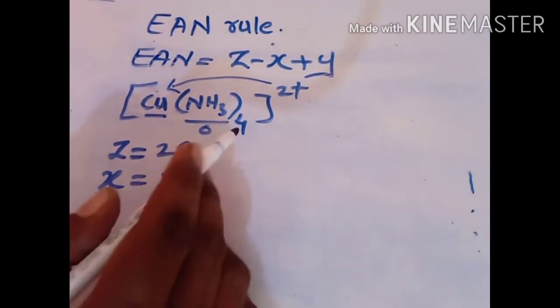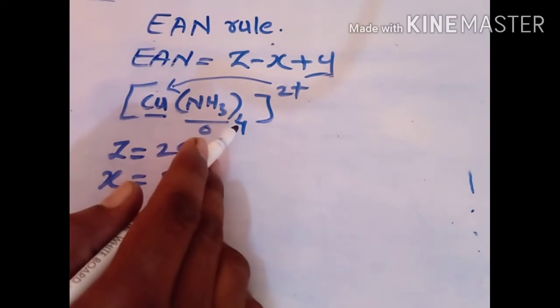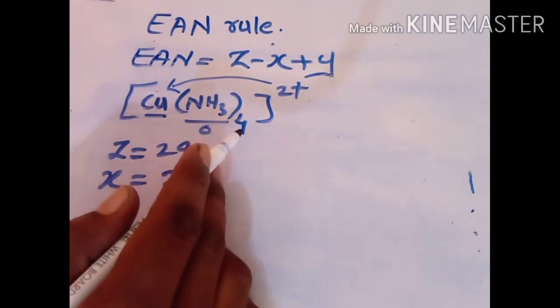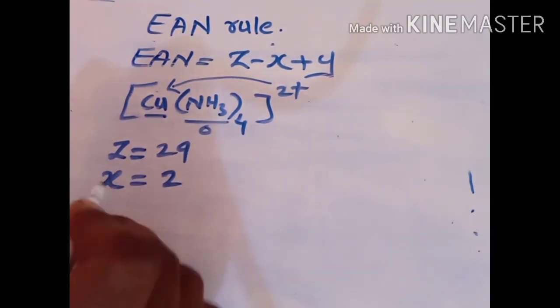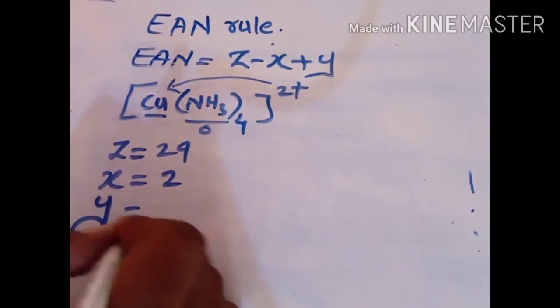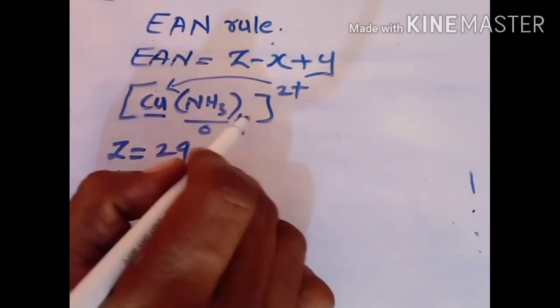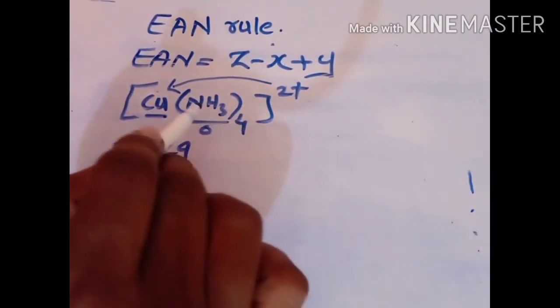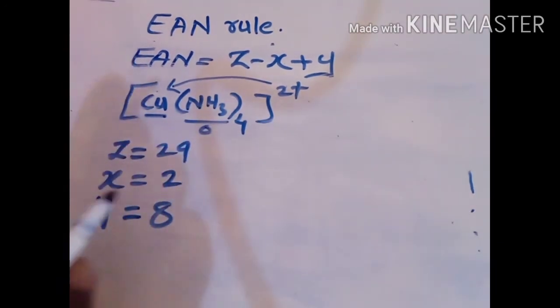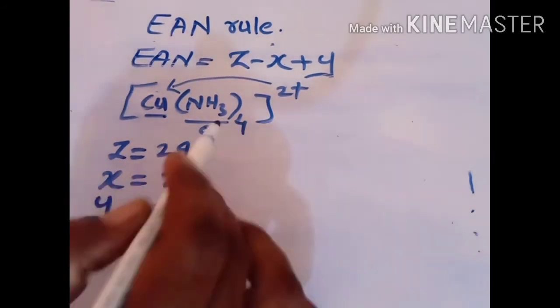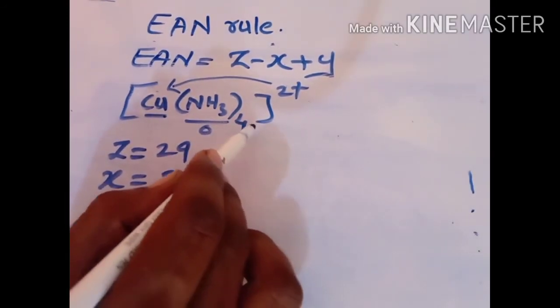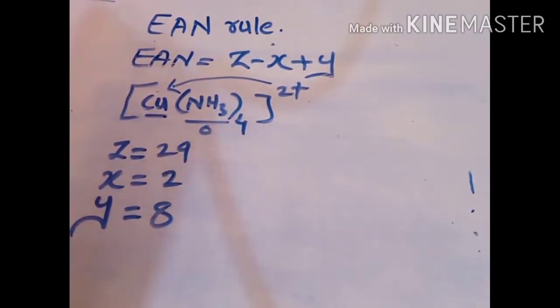That's why we can write the value of X as 2. Here the number of ligands is 4, into 2, that's why 4 pairs of electrons, that is 8 electrons, are there. The value of Y is 8. That is, you have to multiply the number of ligands by 2. So 4 into 2 is equal to 8. Whatever the number of ligands, you have to multiply by 2.